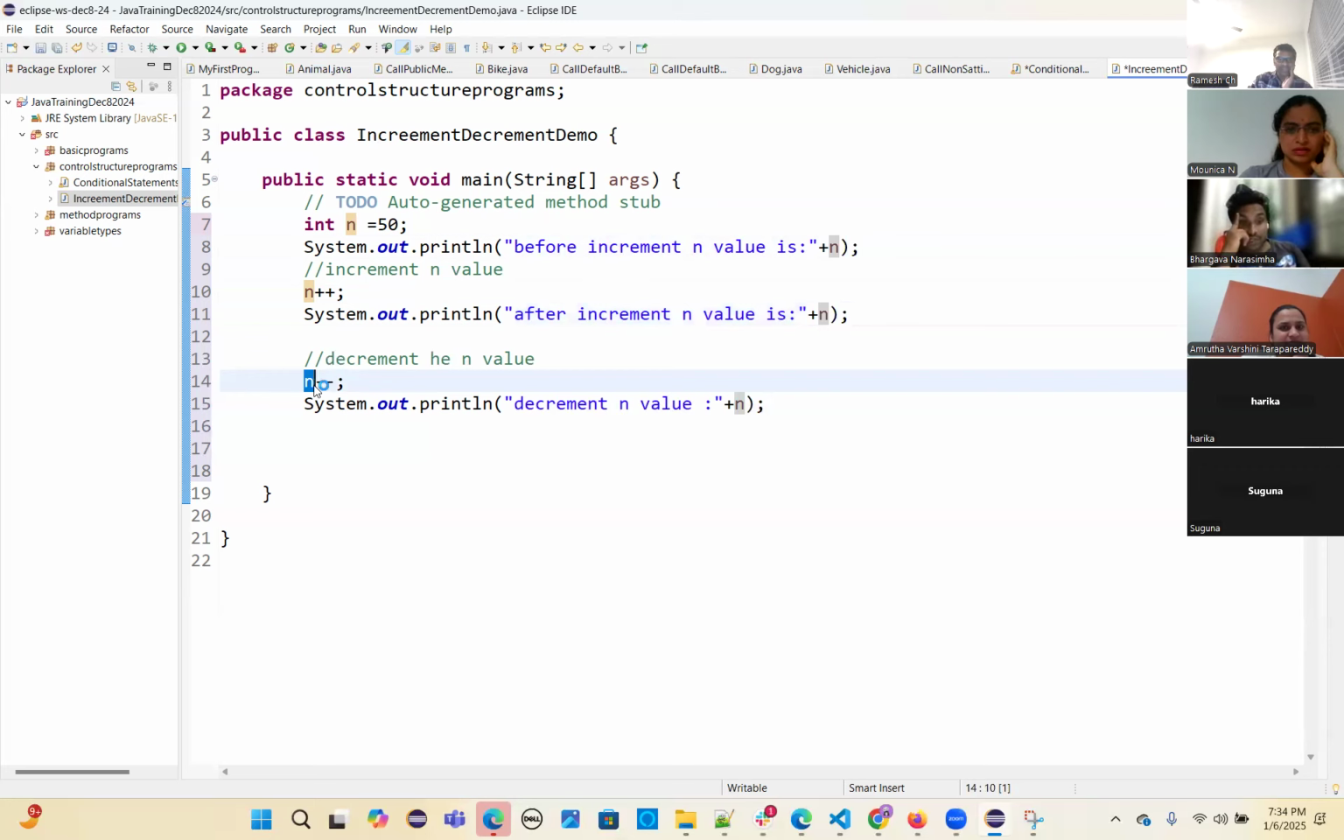First you tell me the n value here. 51. Right? Now you reduce it by 1. Minus minus means you have to reduce 1 from the current n value. The current n value is 51, not 50. Already it became 51 here. Now 51 minus 1, it will become 50 here.